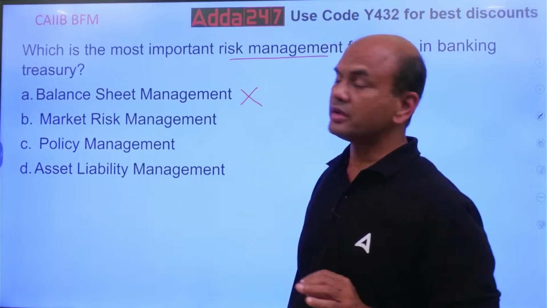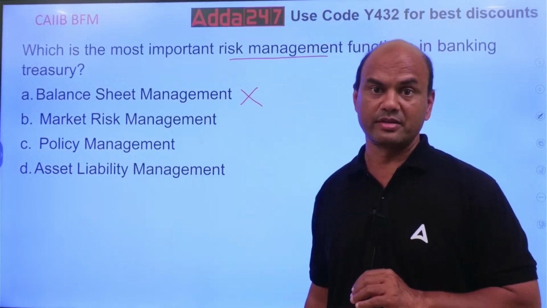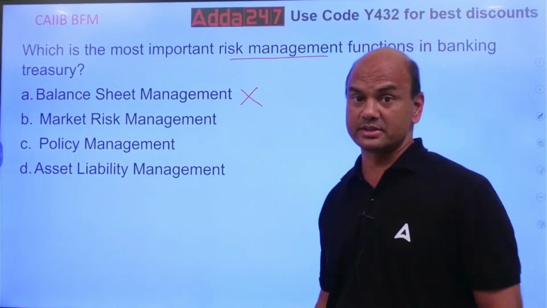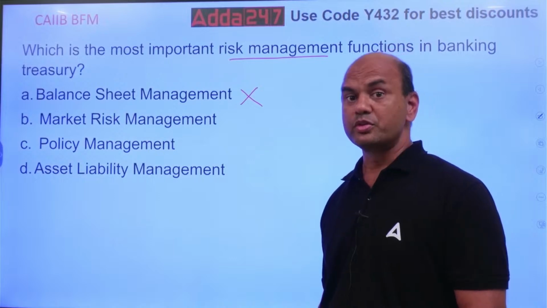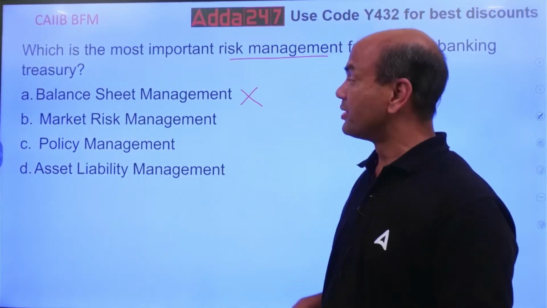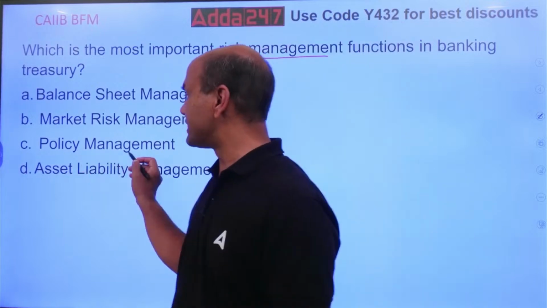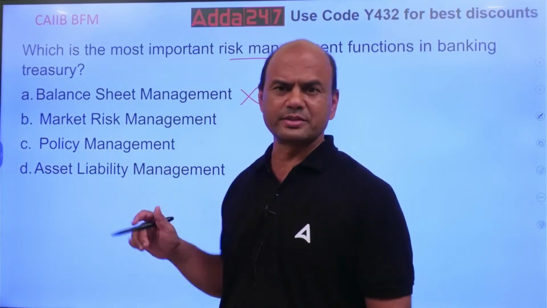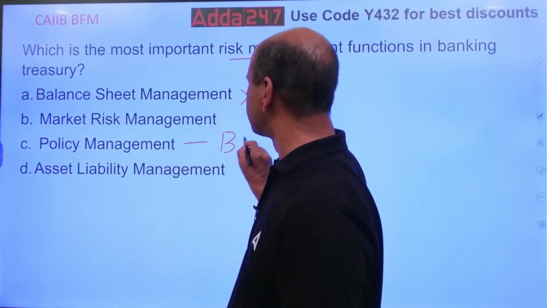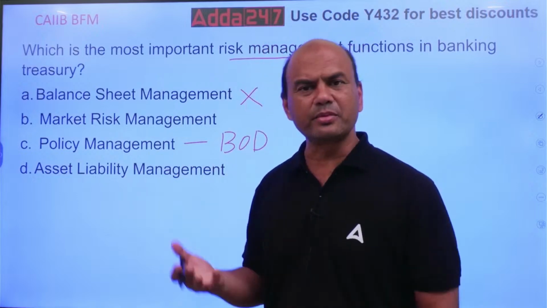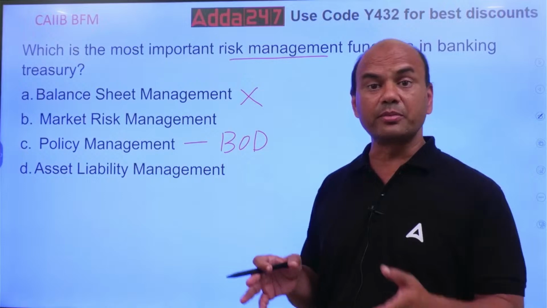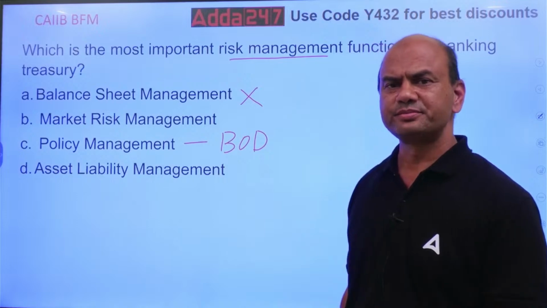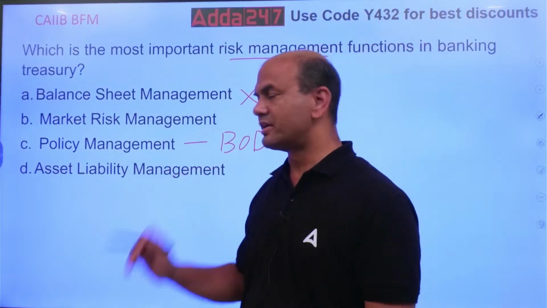Out. Market risk management for treasury. Is it so? Yes, that can be the answer. So market risk management, that is one answer. But in fact, I would suggest policy management. Policy is the job of your board of directors, BOD. They are preparing the policy and seeing to it that the policy percolates throughout the bank. That is the job of the BODs. Then asset liability management, ALM.